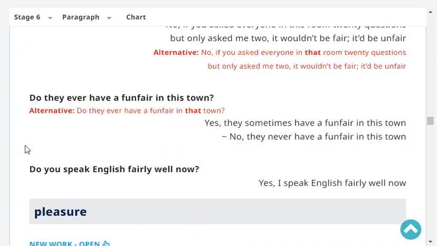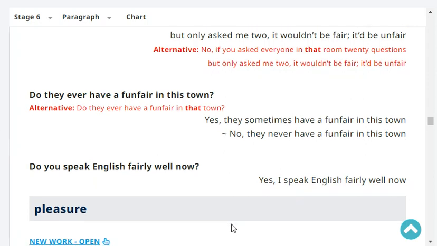Reggie, do they ever have a fun fair in your town? Yes or no? Yes, they sometimes have a fun fair in my town. Reggie, do you speak English fairly well now? Yes, I speak English fairly well now. Very well now. Very good.